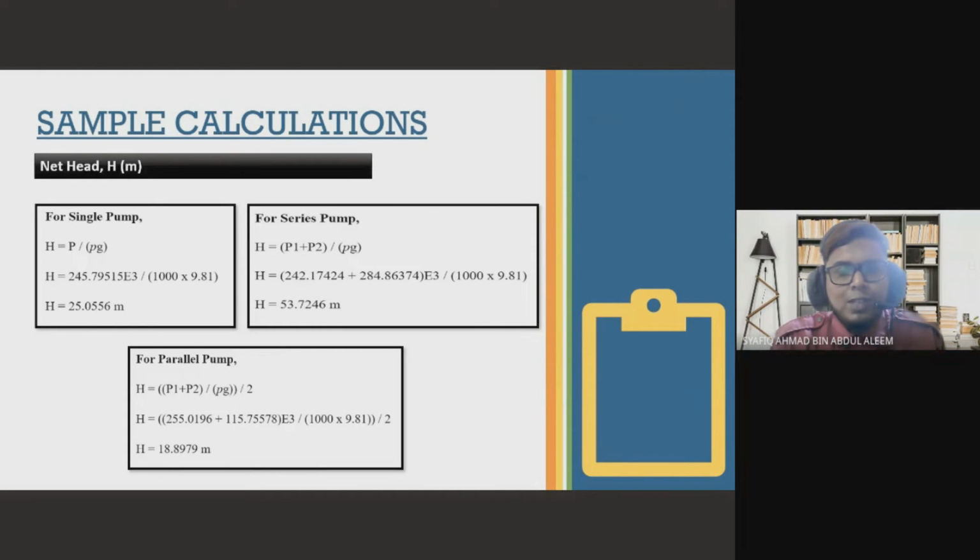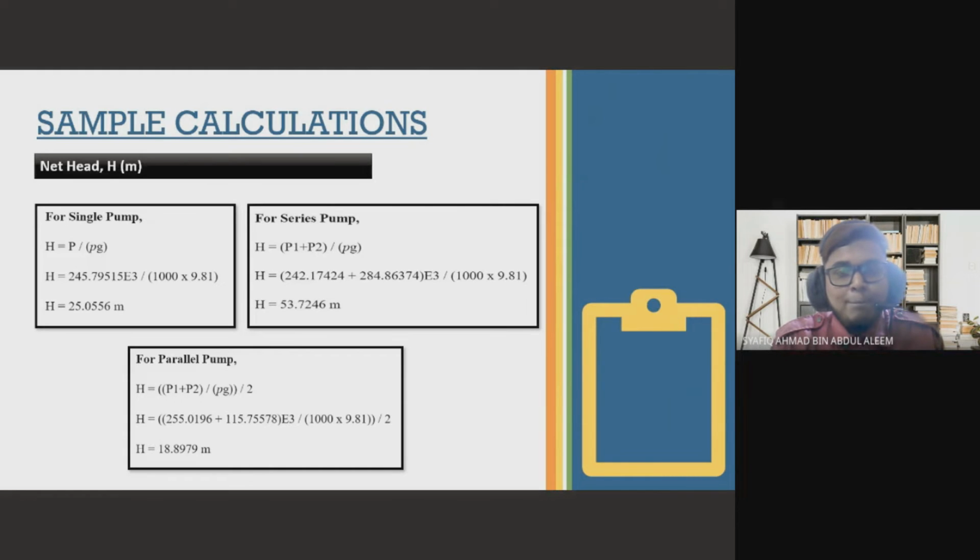Moving on to the sample calculations, as previously said, there are three types of calculations, which are the net head, water horsepower, and efficiency. Here, you may see the calculation of net head, which varies somewhat depending on the configuration. For a single pump, net head equals the delivery pressure from the single pump over the multiplication of density and gravity. One of the sample computations is displayed.